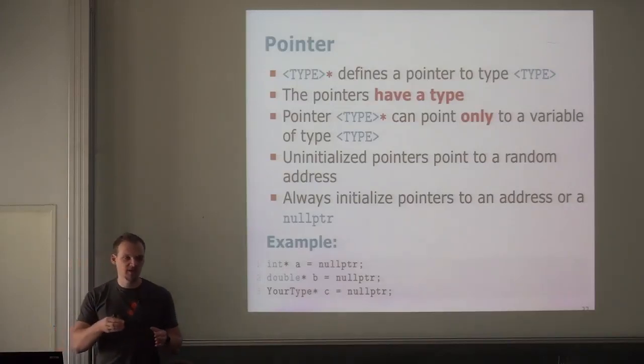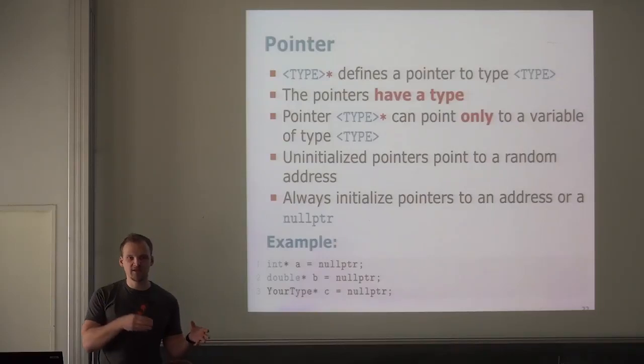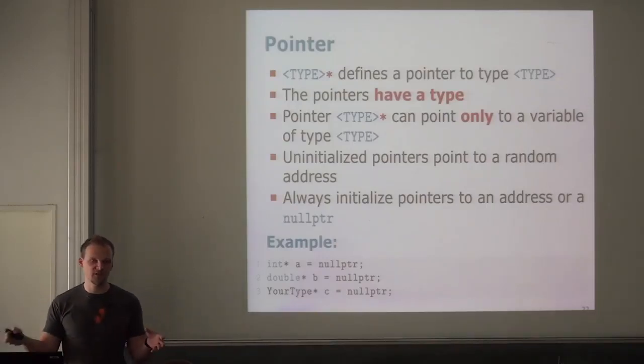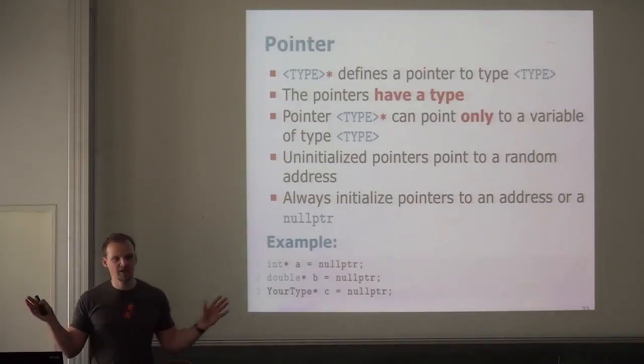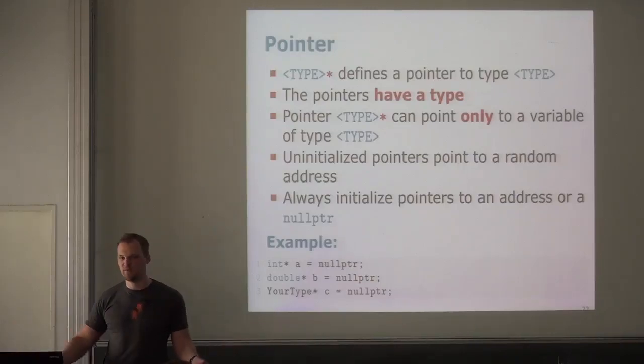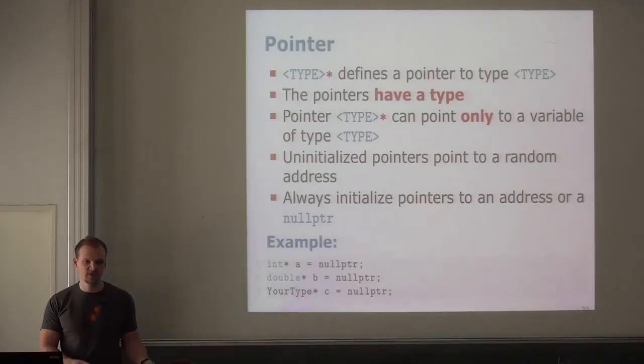So you cannot point to a double and then assign the same pointer to point to an integer. It will complain, it will say, yeah, but I'm a pointer who points to double, so please give me a double. I cannot point to an integer.